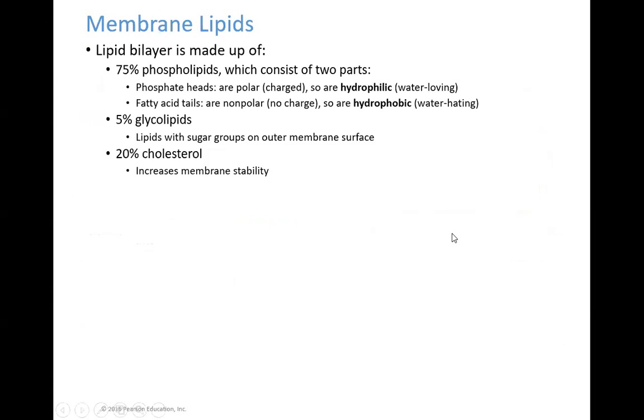So our barrier, our phospholipid bilayer, is 75% phospholipids, 5% glycolipids, fats and sugars, and 20% cholesterol. So the glycolipids, they're like a sugar-coated fat. Think of a funnel cake, if you will, because when I think of a sugar-coated fat, that's what I'm thinking of. The glycolipids are on the outer surface of the membrane. We use them for signaling to other cells. We use them to attract other molecules to the cell.